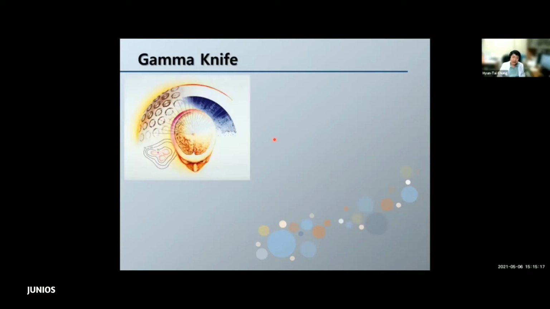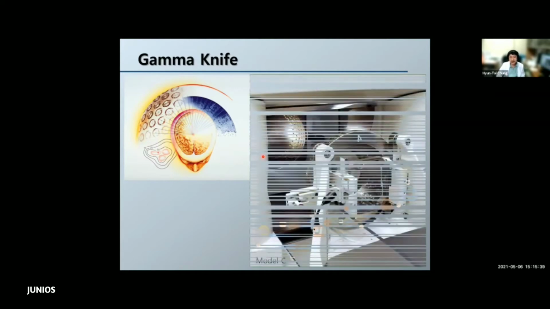And the first gamma unit was like this. They put cobalt sources around the semi-spherical helmet. So these beams, at the time, there were 179 different beams focused at the point. And soon after, they changed their structure.